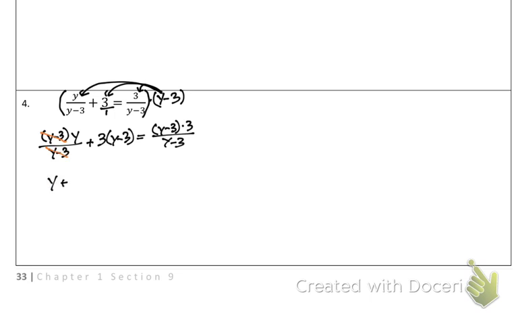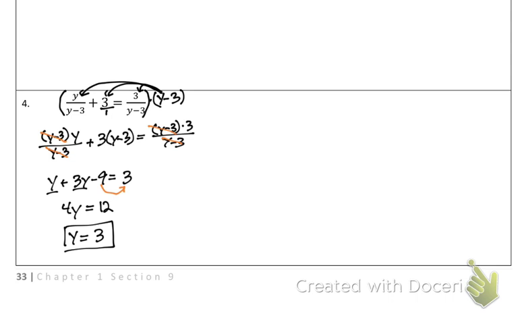Let's distribute that 3. 3 times y is 3y. 3 times a negative 3 is a negative 9. Once again, my y minus 3's cancel out, and I'm left with 3. Combine our like terms. I got a y, I got a 3y. That's going to give me 4y. I'm going to add 9 to both sides, giving me this equals 12. So once again, I'm moving this 9 over here by adding 9 to both sides. Divide both sides by 4, and we have y equals 3.